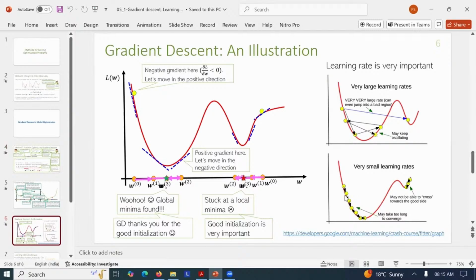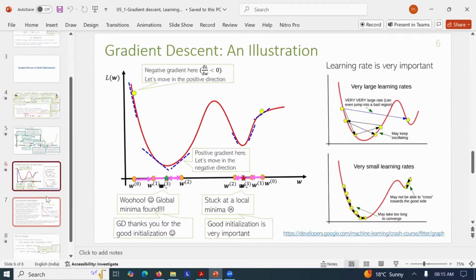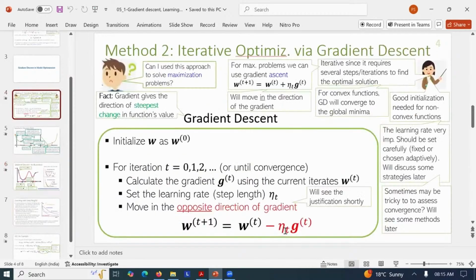So therefore, it will take too long for the convergence, right? So we need to tune these two parameters, eta t and gt, right? Okay. So gt we can calculate. gt is a gradient, so that we can easily calculate. Here we need to find eta t. So eta t is a hyperparameter, and we need to find the correct value of the hyperparameter.